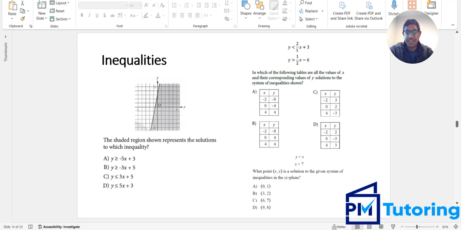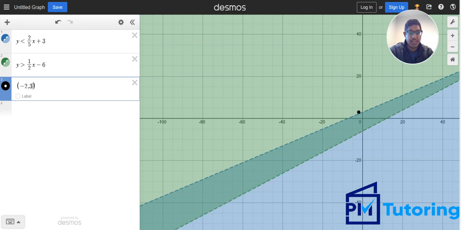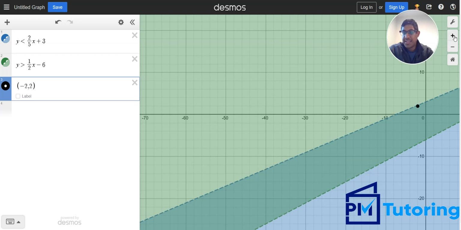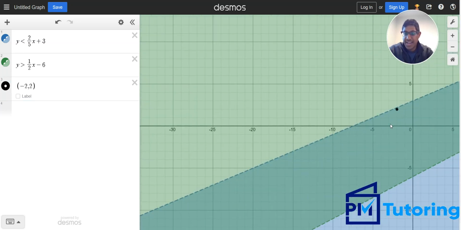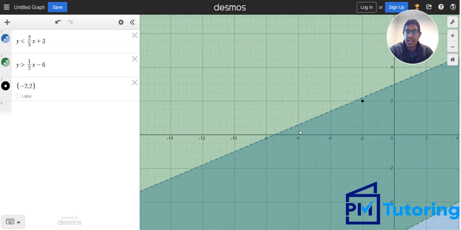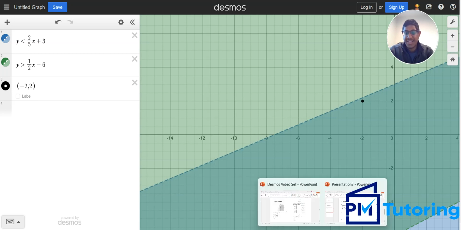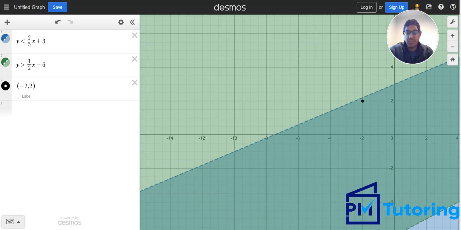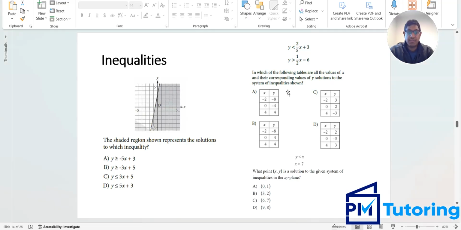And then we have -2, 2. Testing that point alone, we again can zoom in just a bit to make sure it's not on that dashed line, which doesn't count, and we see that this is in fact in the solution set. So that would be our correct answer. It's the only one that has a point that falls in the double shaded region. Now, if there were multiple points that fit our solution set, we'd obviously have to keep trying new ones.